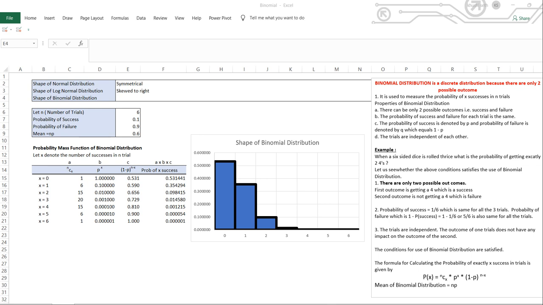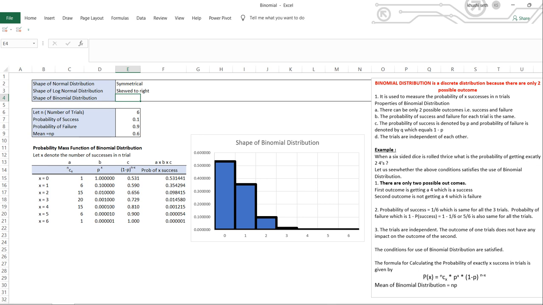More about this formula in some other video, but today we are discussing the shape of the binomial distribution. The mean of the binomial distribution is n into p, where n is the number of trials and p is the probability of success. How to derive this formula and what is the intuition behind the mean, we will discuss in some other video. This video is strictly about the shape of the binomial distribution.